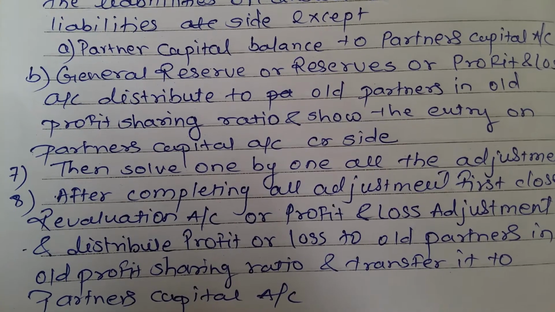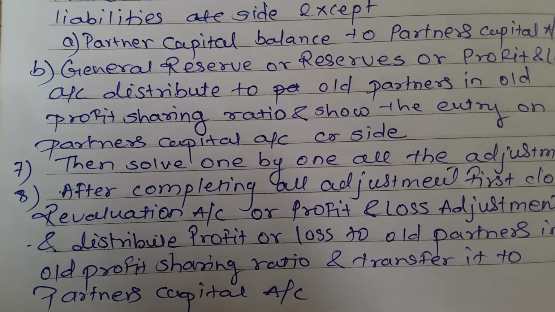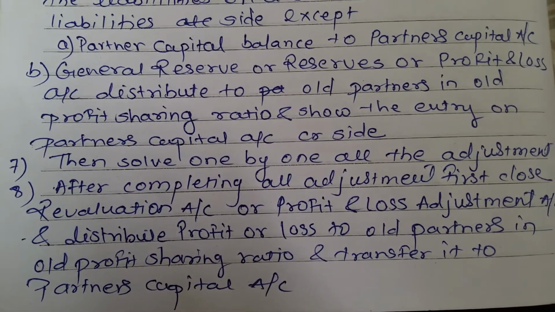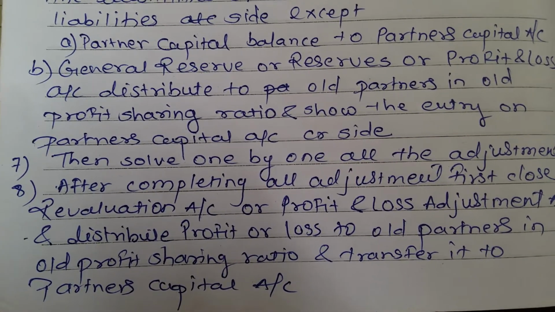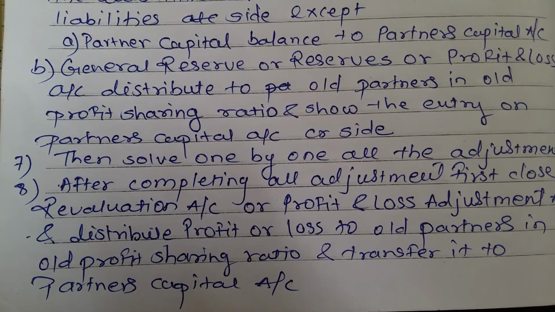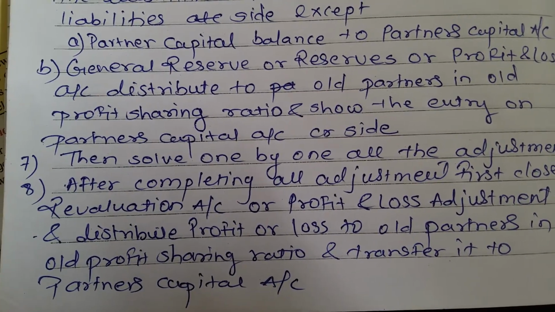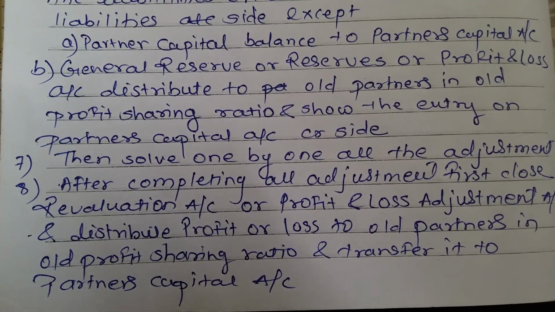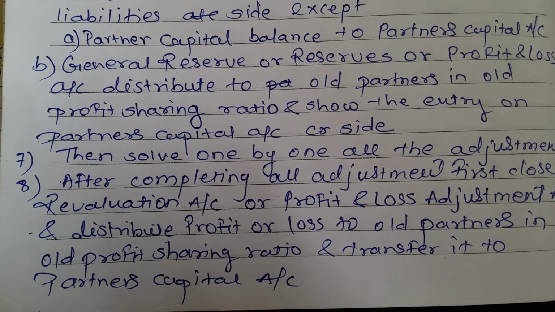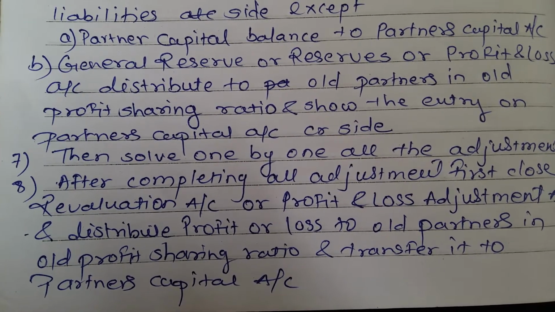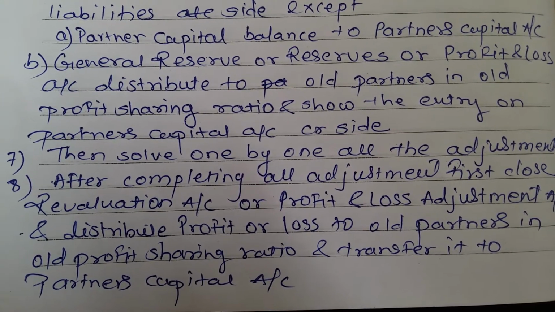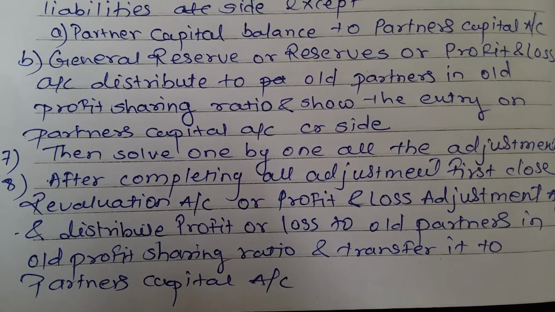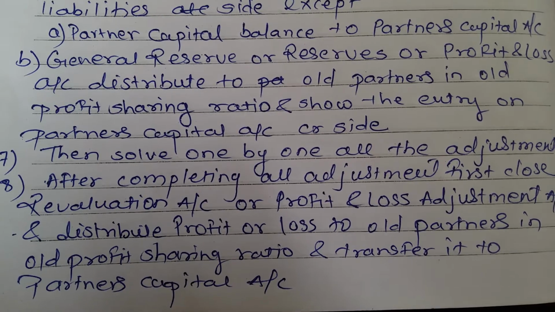Then seventh step, after posting of the question balance sheet, go through the adjustments, read out all the adjustments one by one and give the effect of all the adjustments. And eighth step, after completing all the adjustments, first we will close the revaluation account. Remember, the account name will be revaluation or profit and loss adjustment account, and then distribute the profit or loss, whatever the answer is. This profit or loss is transferred to the old partners in the old profit sharing ratio, and it goes to the partners capital account, right?